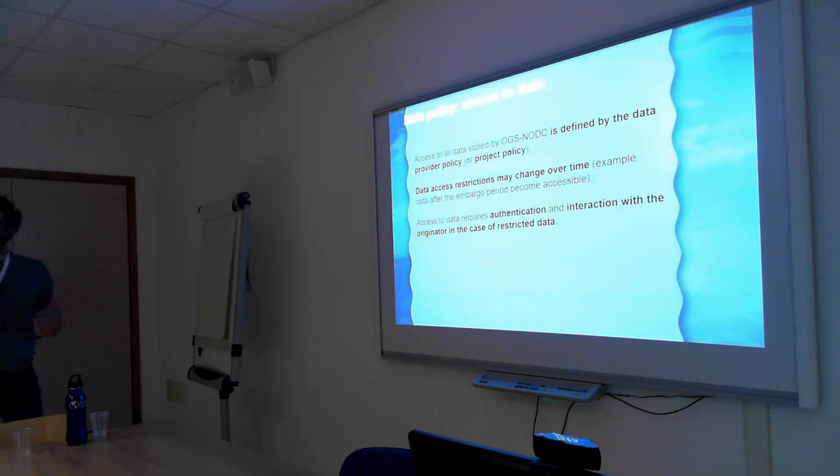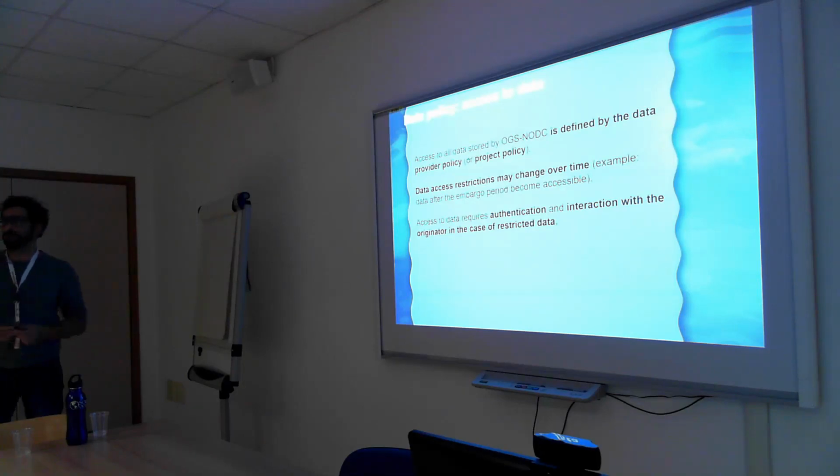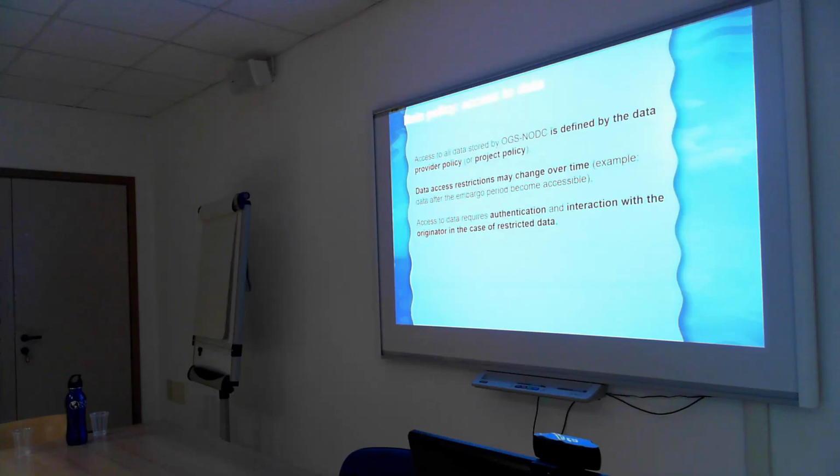For example, you can decide with the data originator to have an embargo time in which the originator maybe needs to analyze the data and make some publication, and after that embargo, the data are freely accessible. The access to the data requires an authentication and an interaction with the data originator in the case of restricted data. This means that the restricted data are accessible to the users, but they need to be requested. Who is requesting the data needs to specify what the use is, and this is the kind of interaction that we need to have with the data originator.